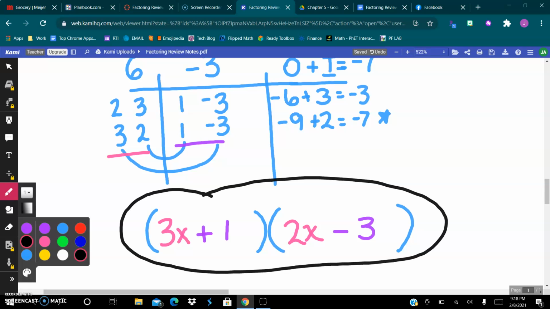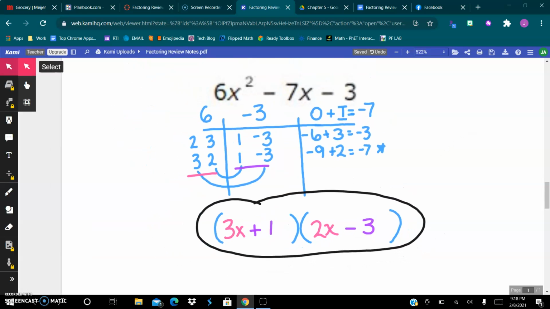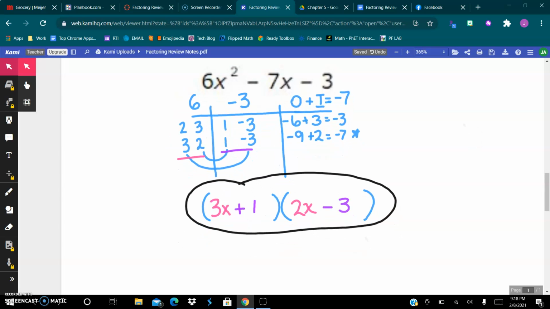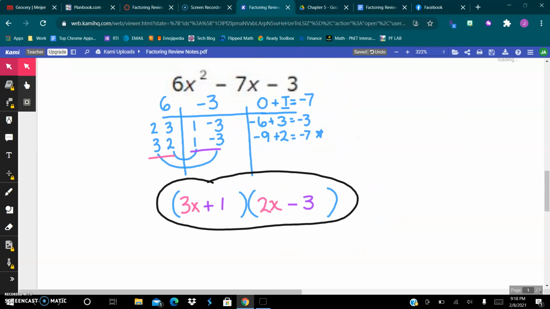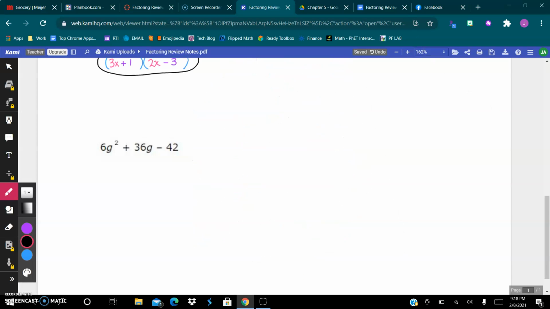So the first number is in the first set of parentheses, the second number goes in the second set. So order does matter on these ones. So it's a game of guess and check what works to make everything work out right. So remember, the A value goes first, then your C value, and then your B value in your chart.